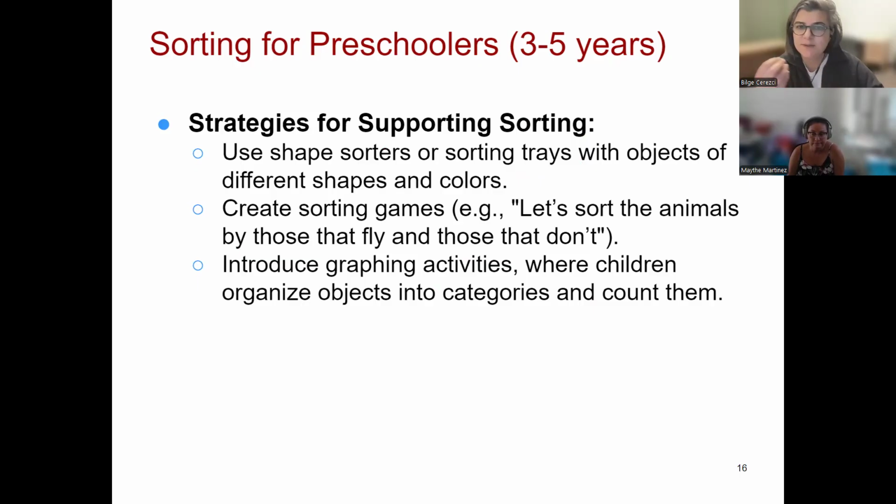Using shape sorting, sorting trays with objects with different shapes and colors will be appropriate. And again, everyday natural materials are good too. You can sort utensils, you can sort crayons, the sky is the limit. Don't feel like you always have to have pre-made manipulatives in order to provide sorting activities to students. It could be even coins that they can sort, real world materials. So they can see that this is not all about toys, real life items can be sorted too.